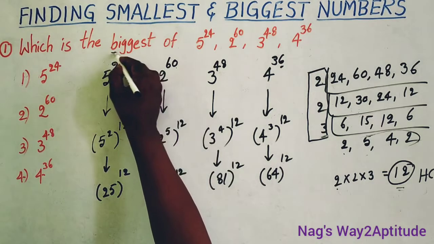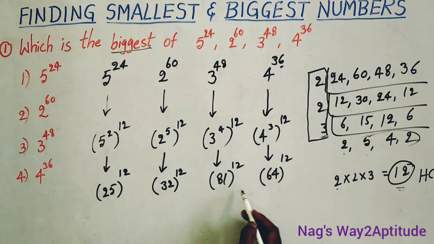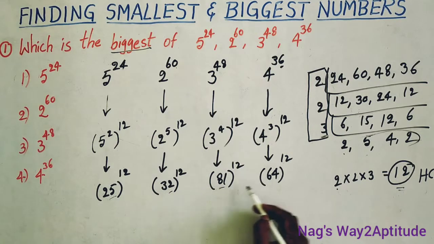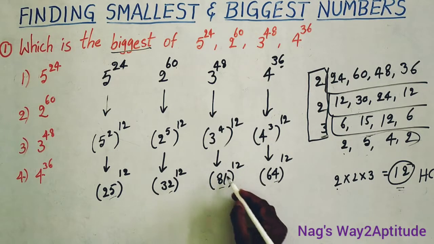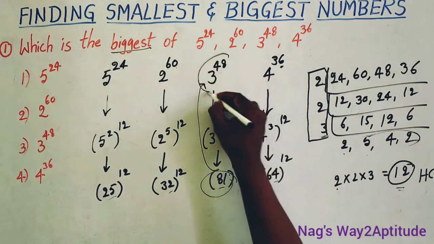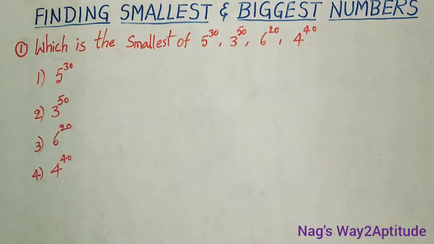Here we need to find the biggest number. So the number with the biggest base will be the biggest number. What is the biggest one? 25, 32, 81, 64. Among these four, 81 is the biggest one. Therefore, 3 power 48 is the biggest number. So 3 power 48 is the answer. Now let's see another one.